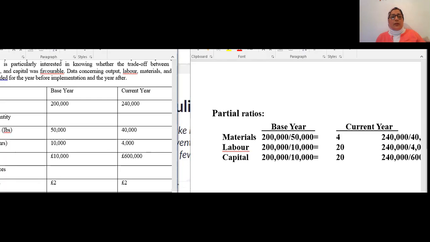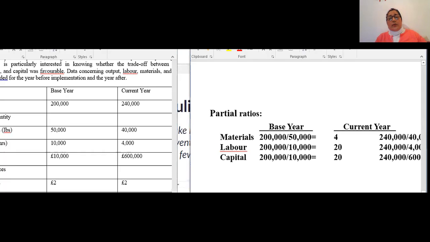So let's see what this means. We have here the output. Of course, the output will be the same in every one of them, because we have the output for the base year or for last year, whatever it is, 200. We are dividing this by 50. This is for material, and we divide this by 10,000 for labor, and we divide this by 10,000 for capital. So we get 4, 20, 20, and then we are going to do exactly the same with the current year.